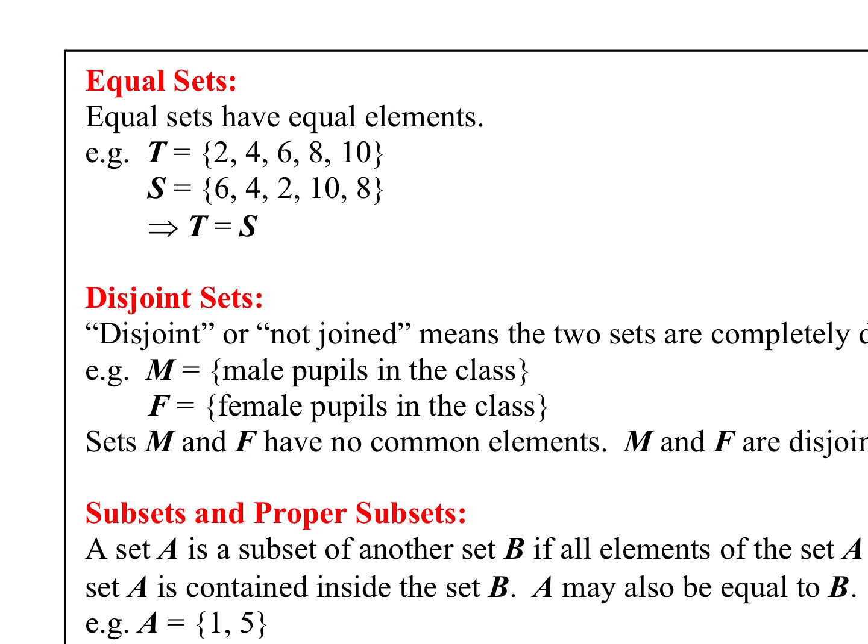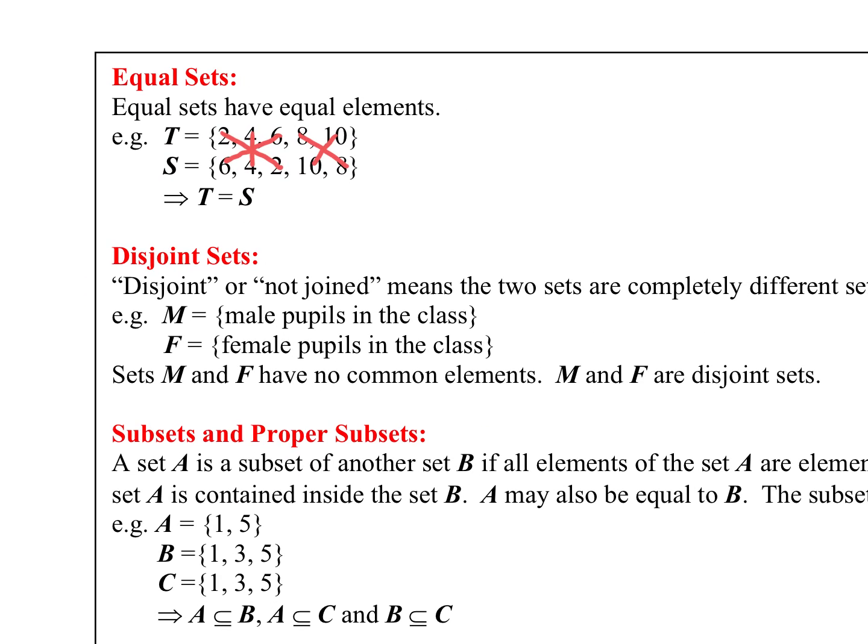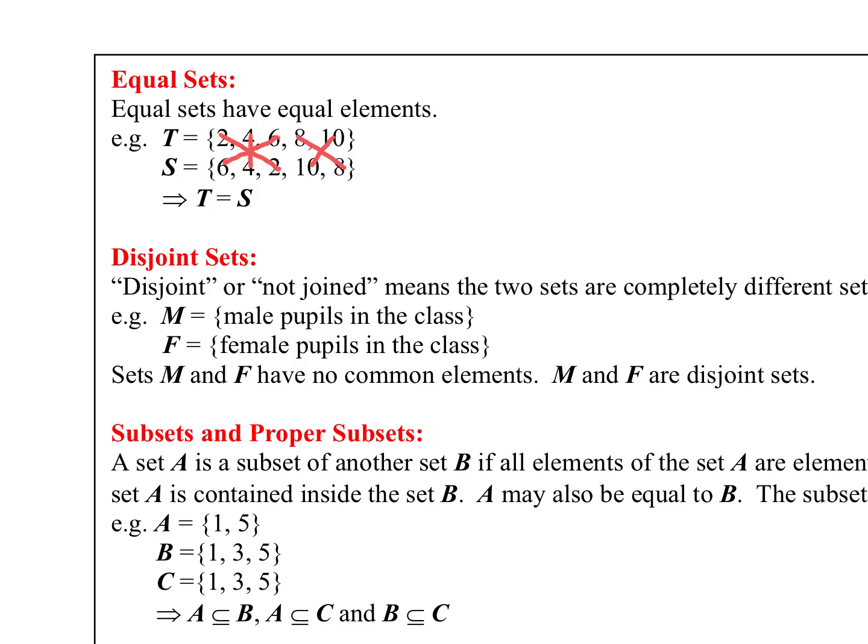Equal set means every element, whether in order or not in order, the elements are exactly the same. Then you can say they are equal. So whether I arrange them in order or not, as long as they are exactly the same, they are equal. So that's an equal set.